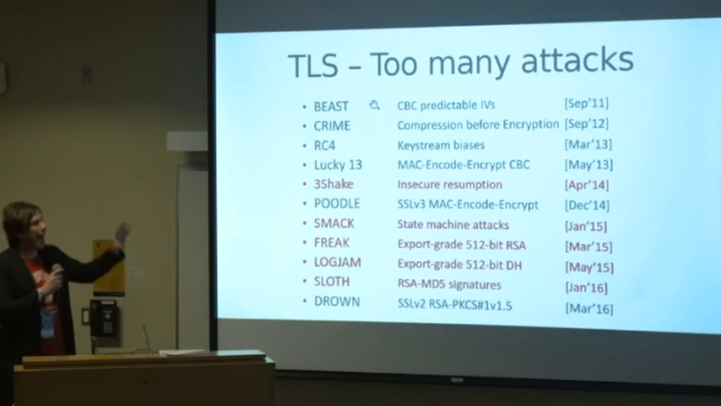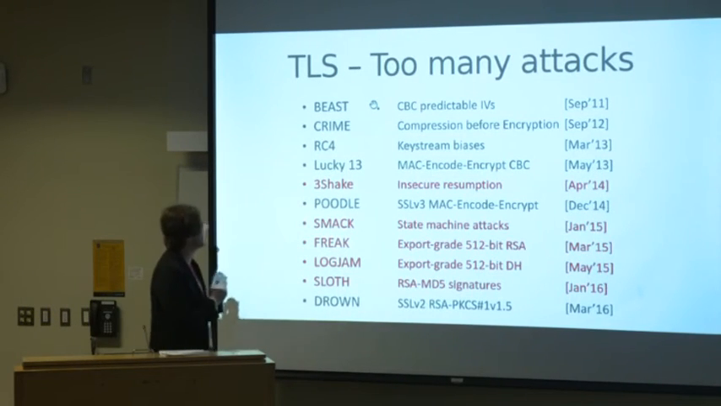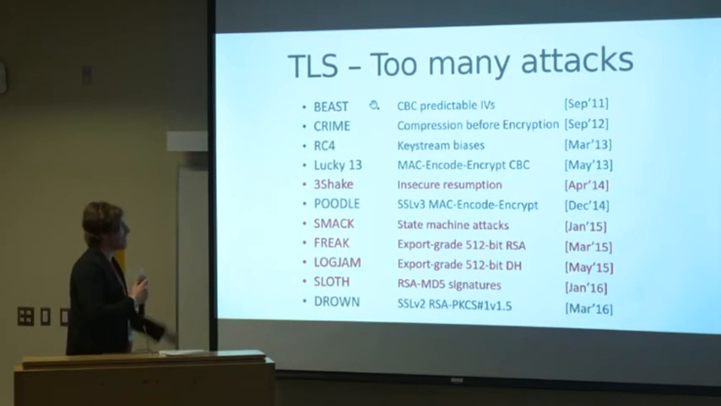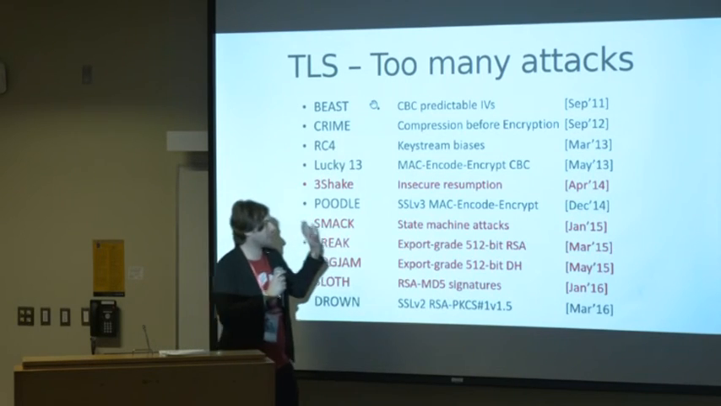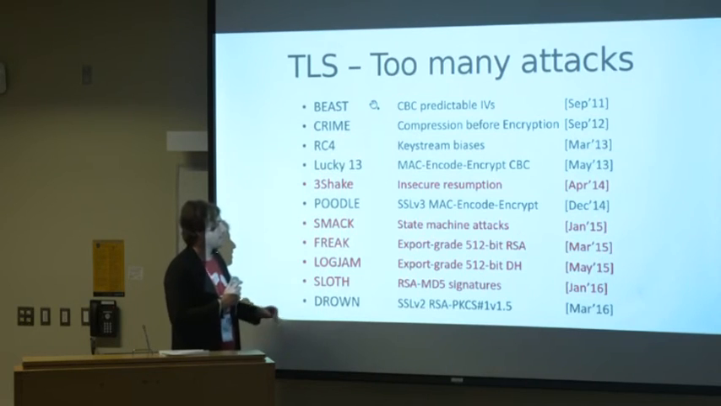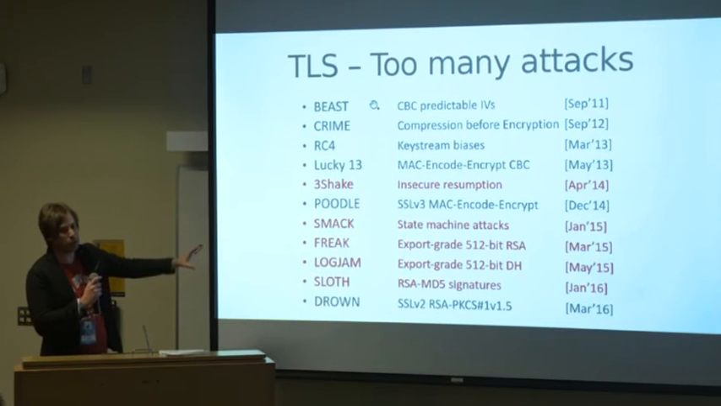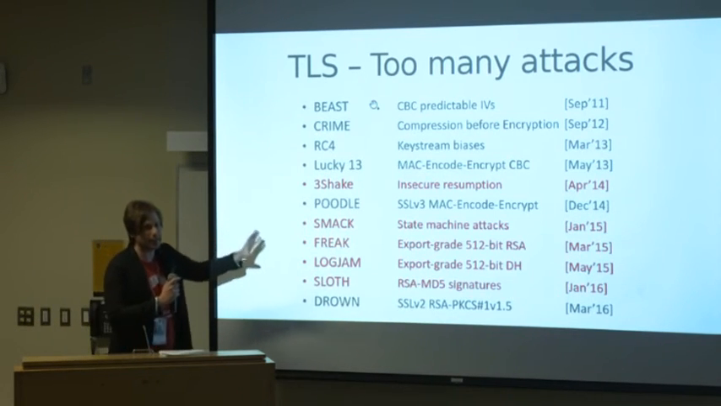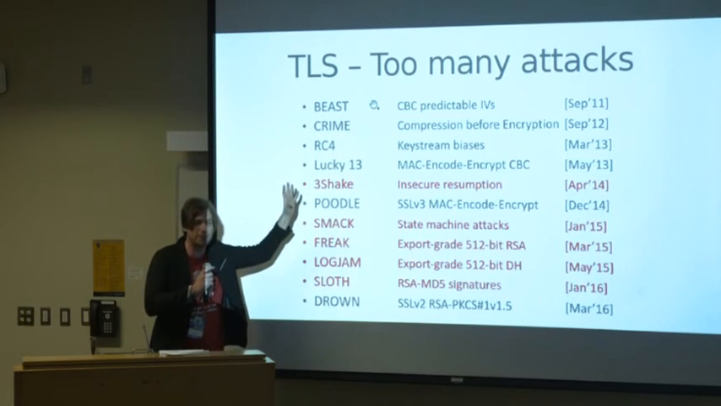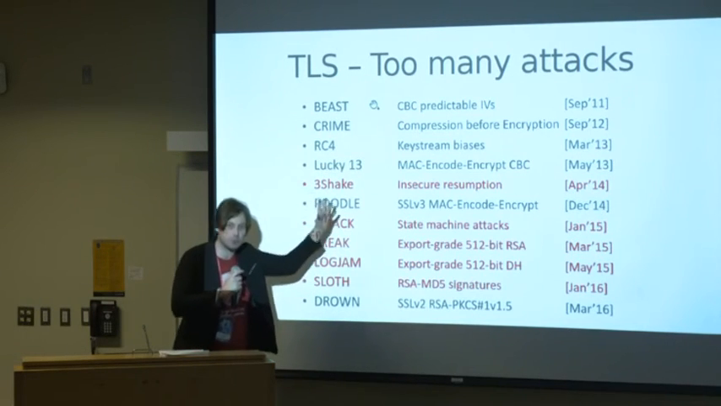So this is how many attacks that has had over the last few years. Literally, not renewing initialization vector, keystream biases, insecure assumption, no state machine, the export grade attack, which we'll talk about in a bit, bad signatures. I mean, it's amazing, right? Every year, there's been new attacks discovered, because the crazy thing is, this thing was running the web for 20 years, and no one had really bothered to analyze it, much less give it a state machine or functional specification, or look very carefully at the crypto.